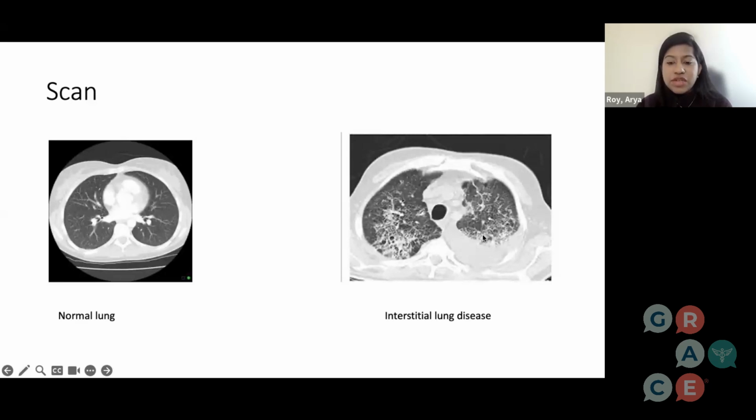So this is the picture of your lungs that you can see in the CT scan if you develop interstitial lung disease. So it's always better to report your symptoms upfront so that we can catch the interstitial lung disease before it becomes very severe.